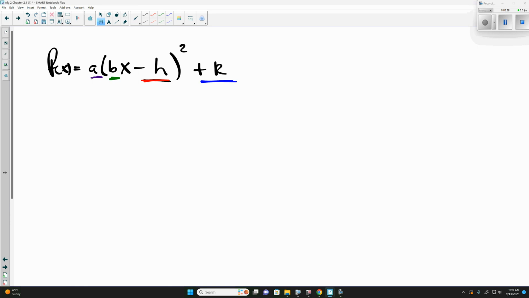So the only time, especially with the A and B's location, if there's a negative in either one of those spots, we're purely talking about reflection with the negative. And if there's a number there other than 1, it's a horizontal or vertical stretch or shrink.